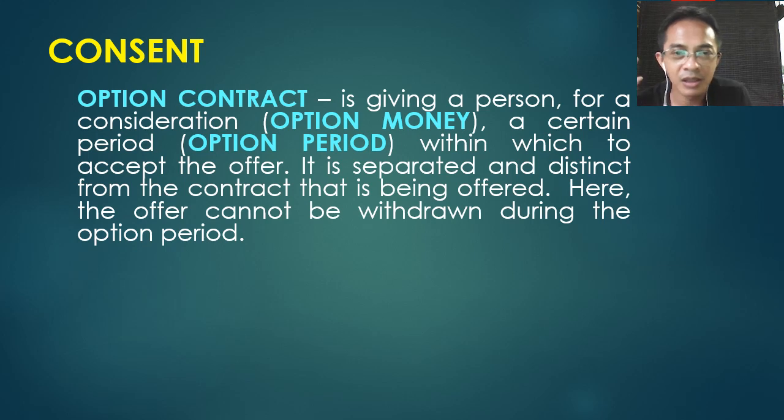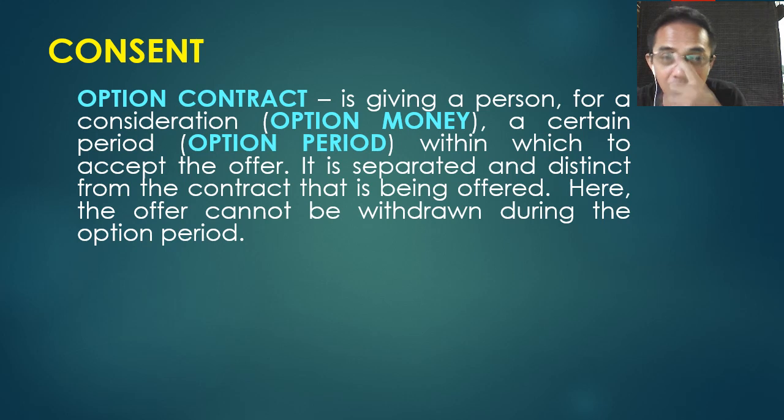Okay. The 1 week is called an option contract. No. The 1 week is the period. Okay. An option contract is when you pay for the period. For example, katong 1 week, nagbayad ka para dili offer sa iba. For example, I offer to my cellphone sa iyo, baligya for 10,000. And then you paid 100 pesos para sa 1 week na to decide, dili i-offer sa ibang tao.